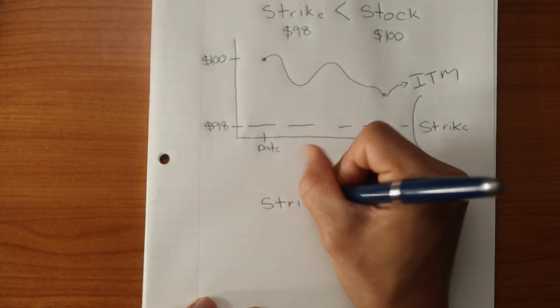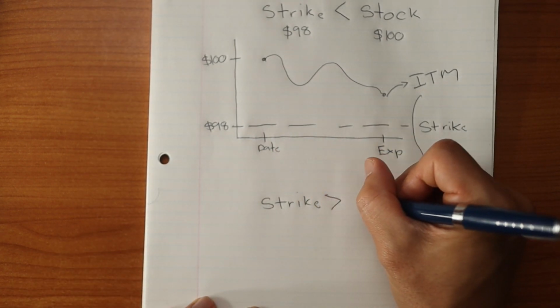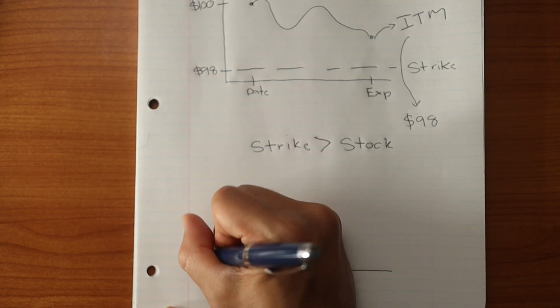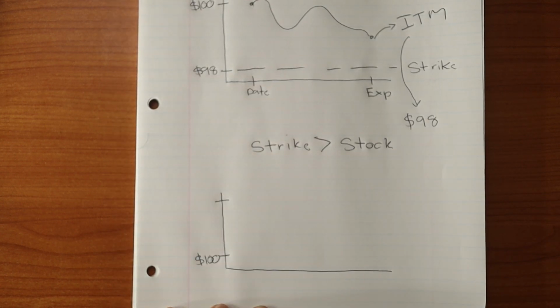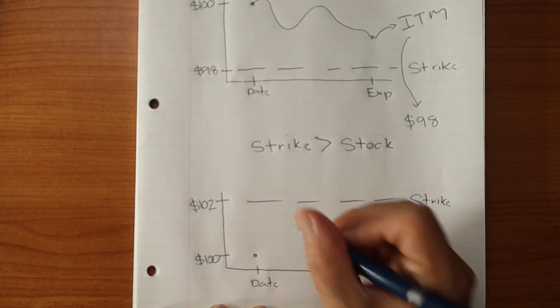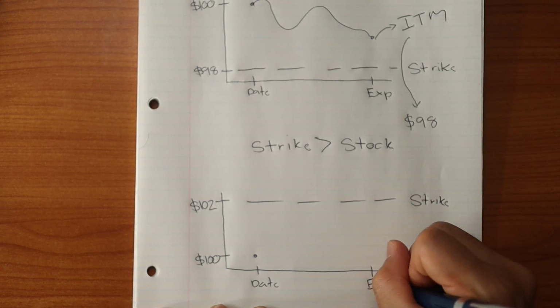Out of the money is when the strike price is greater than the stock price. So for example, let's just say that we bought the shares at $100. The strike price that we set is $102. This is our strike. The date that we entered this trade is here. We bought at $100 and this is our expiration date.